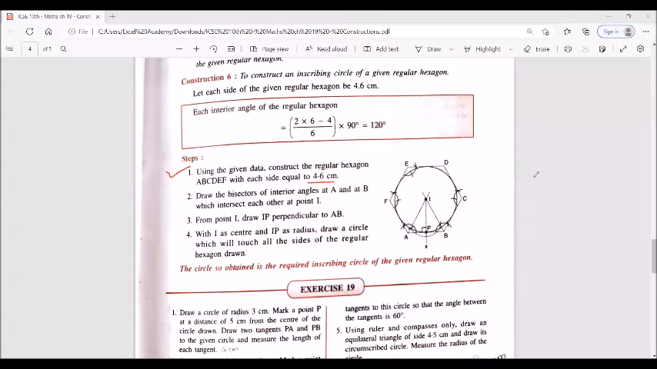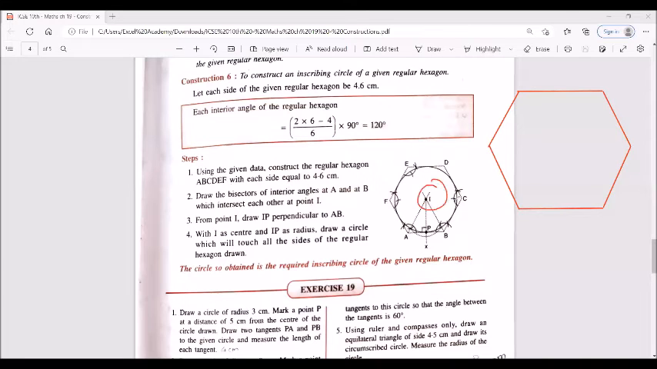So I will give you time. Please draw a regular hexagon with side 4.6 centimeter. Can you draw quickly? Please draw it. First draw it like this, ABCDEF. Sir, don't take 4, take 4.6, let there be a little variation. I hope everybody can draw a regular hexagon now. Yes or no? Yes sir. Yes. Okay, draw, let's go.